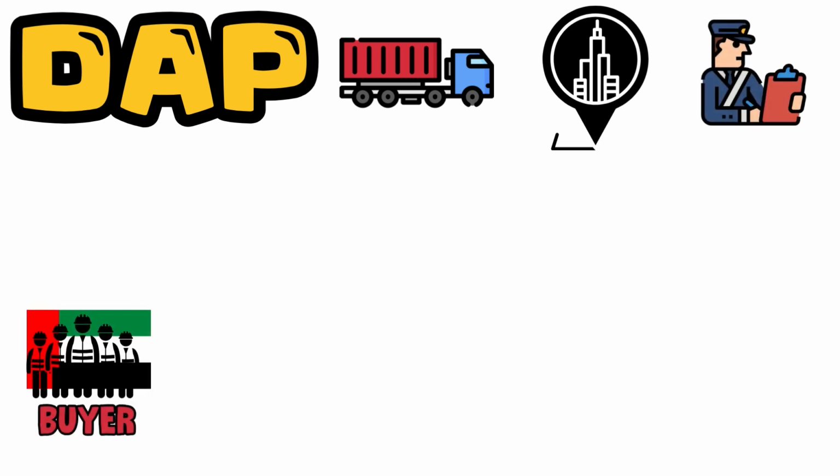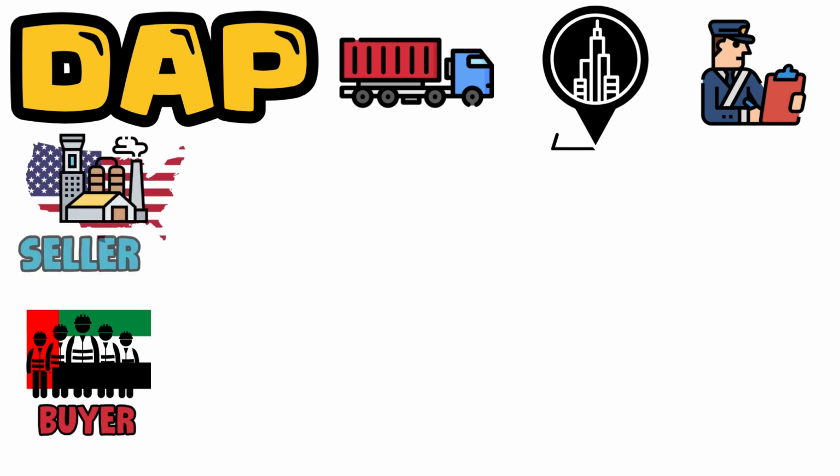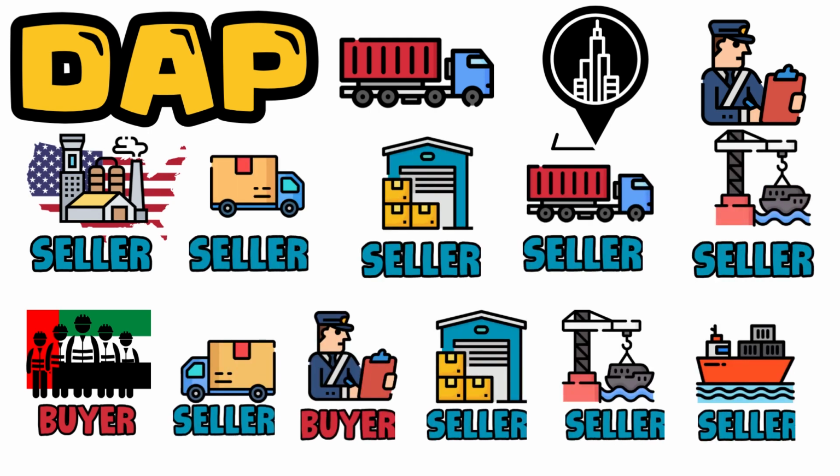Imagine you're a construction company in the Middle East, and you've ordered a shipment of heavy machinery from the United States with DAP terms. The U.S. supplier takes care of delivering the machinery to your construction site. You, as the buyer, are responsible for unloading, paying any import duties, and further transportation to your project location.